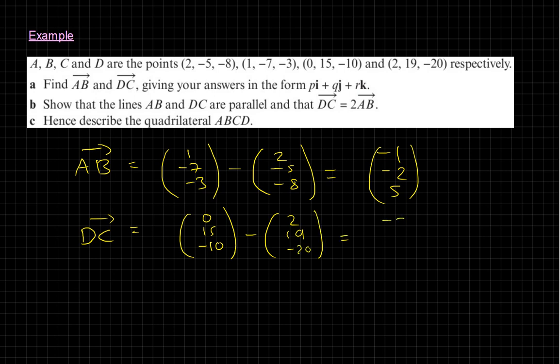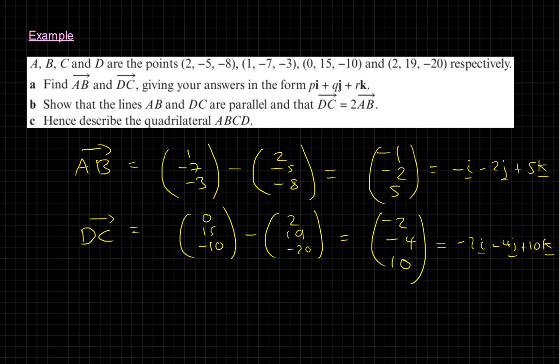And that's equal to minus 10 minus minus 20 minus 10. No, 10. Okay. Right. So we've done that. Give your answers in the form... Oh, God, you have to write it in that form. Okay. So then I'd say minus i minus 2j plus 5k. And in this case, minus 2i minus 4j plus 10k.